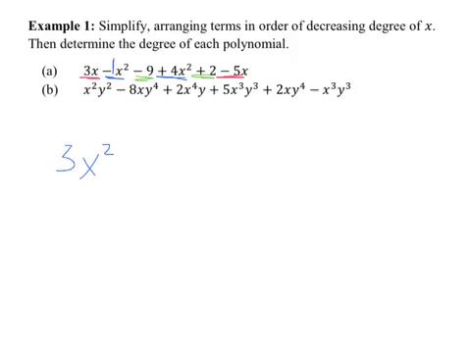Then go to the red. We have 3x and negative 5x. So it's 3x minus 5x, or negative 2x. And then in green we have negative 9 and a positive 2, giving negative 7.